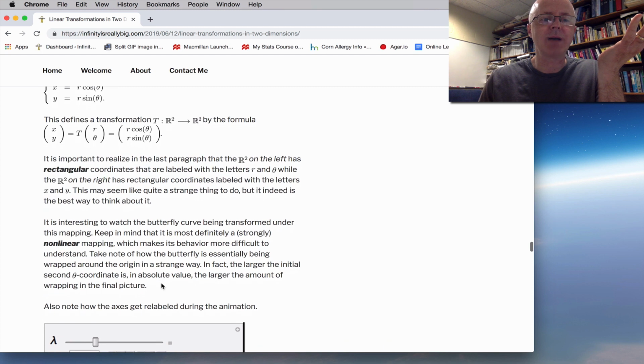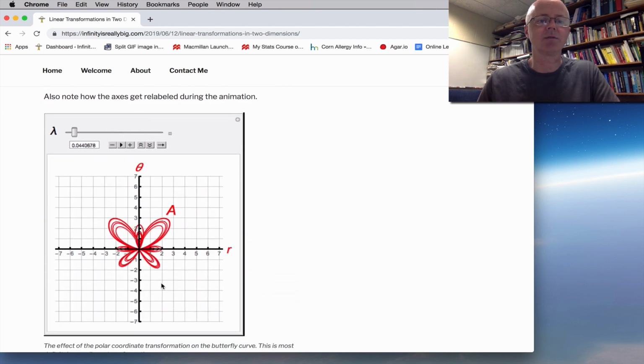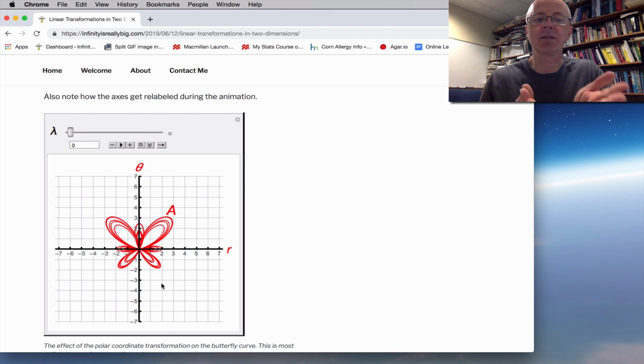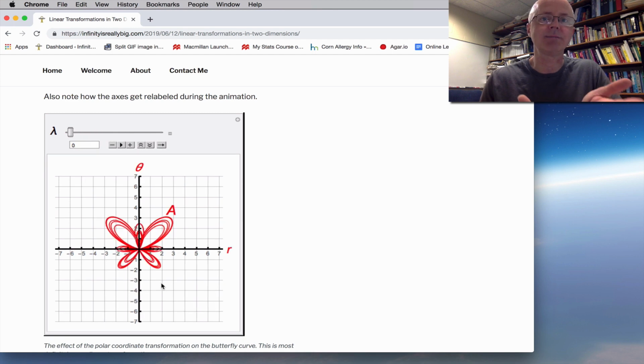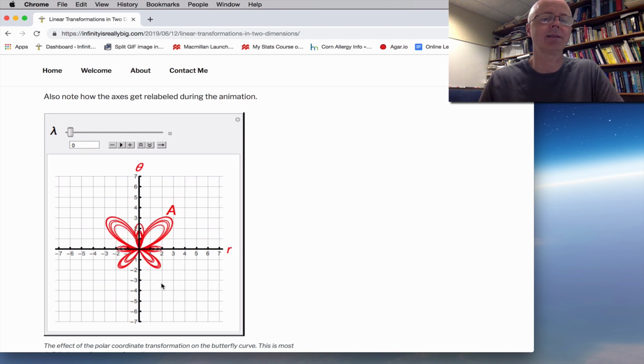What happens under this mapping? Here is our visual. So we're taking the butterfly curve. Notice capital A in red. When you see that picture, it's the butterfly curve, and the axes are labeled r and theta. Then as it gets transformed into its image T of A, the axes become labeled with x and y. Okay, that is the key way to visualize it. You do want to think about it that way.